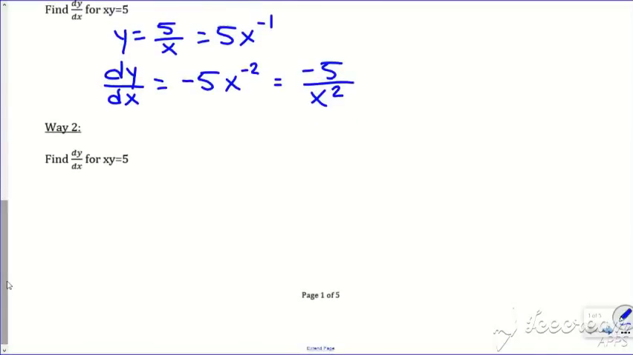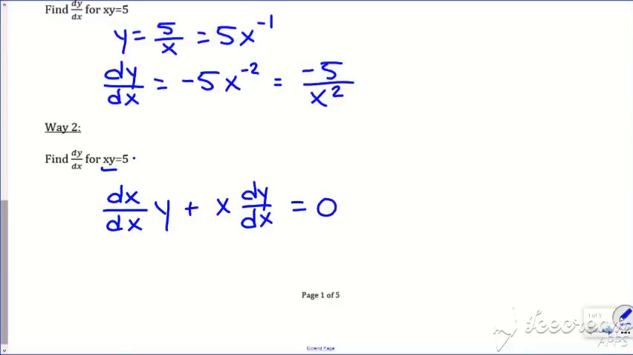If we wanted to do implicit differentiation, what we could do is take the derivative immediately without solving. That would require a product rule because x is being multiplied times y. I want to make sure that you're thinking about taking the derivative of x with respect to x. So I'm going to take the derivative of x with respect to x and call that dx dx times y plus x dy dx. And the derivative of a constant, 5, is going to be 0.